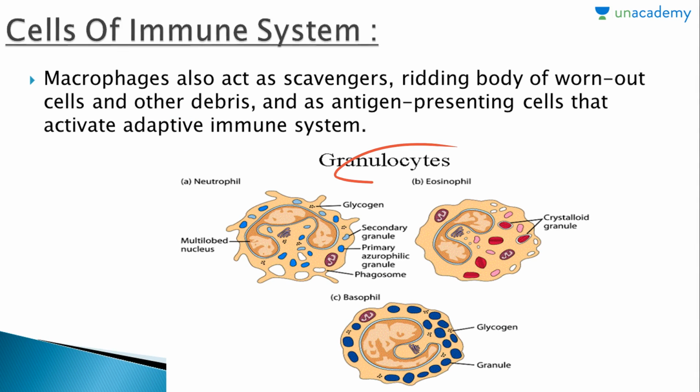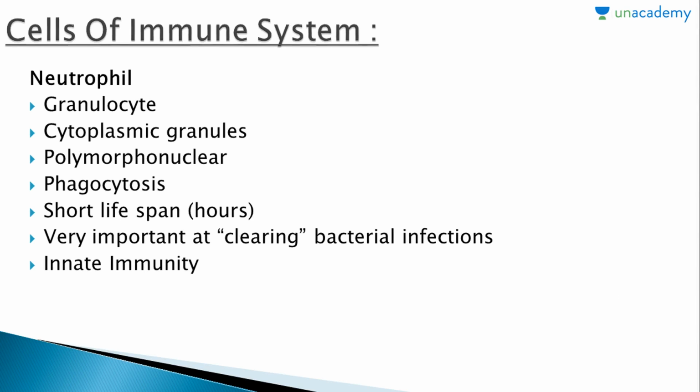So the granulocytes are of three types: basophils, eosinophils, and neutrophils. These are the structures of the three of them. You can study them in detail.